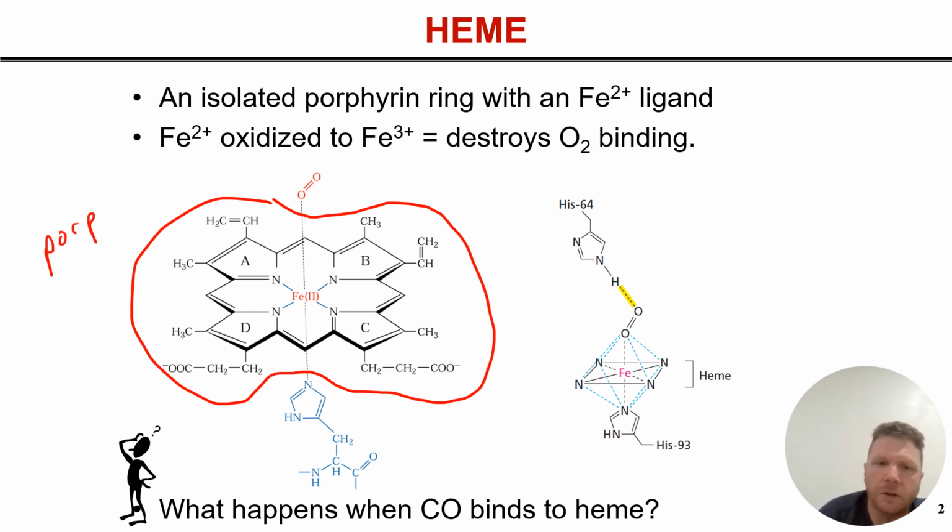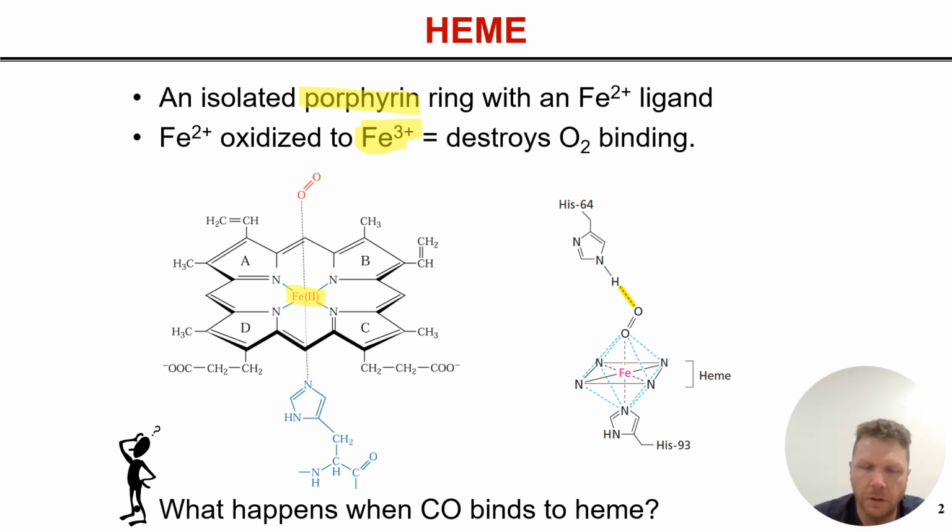Or sorry, the entire structure is known as a porphyrin ring, which is indicated up here. So this is our porphyrin ring structure with 4 smaller rings that in the center of it is an Fe2+ cation. Now that Fe2+ can be oxidized to Fe3+, which whenever that happens, this is not going to work as it's kind of designed or intended to.